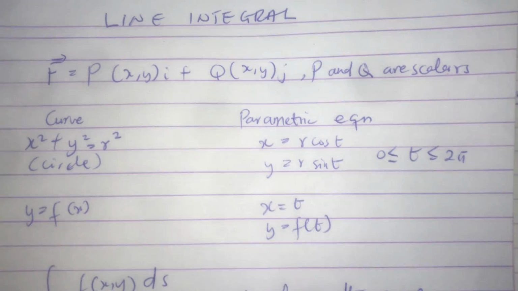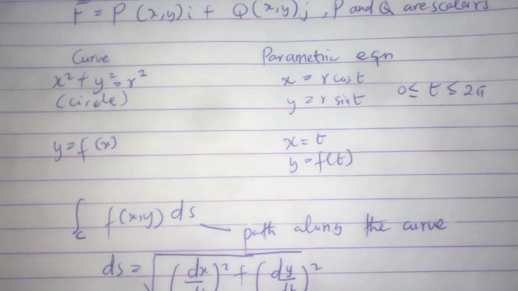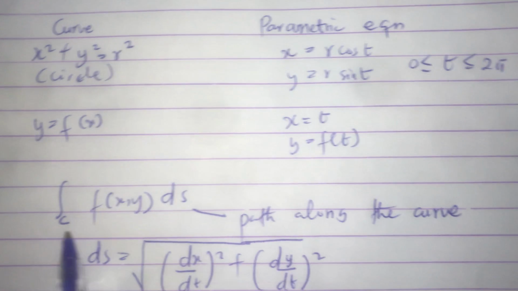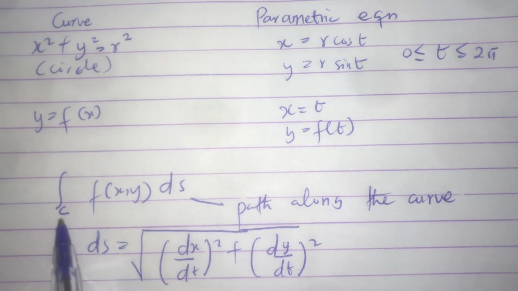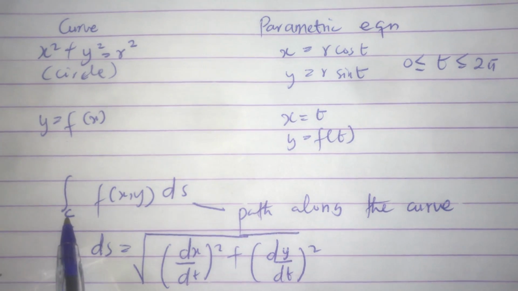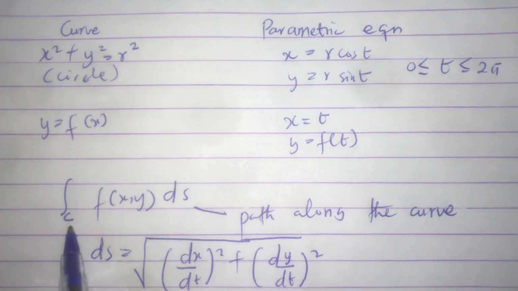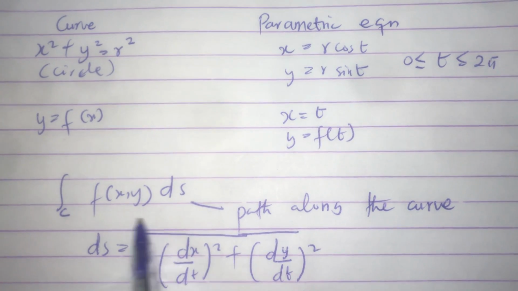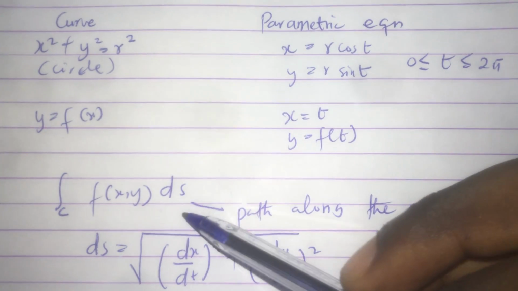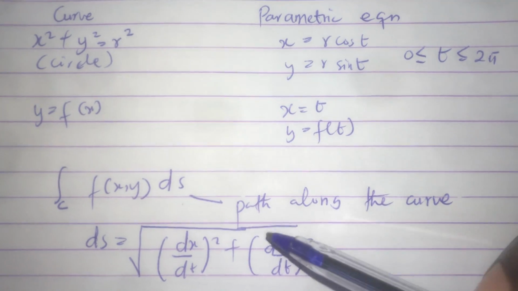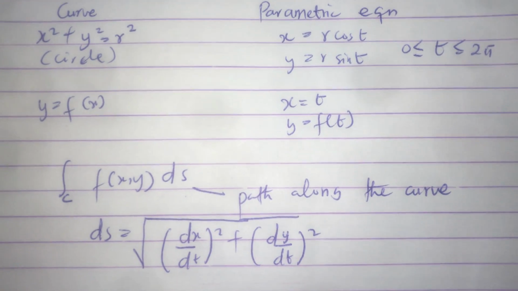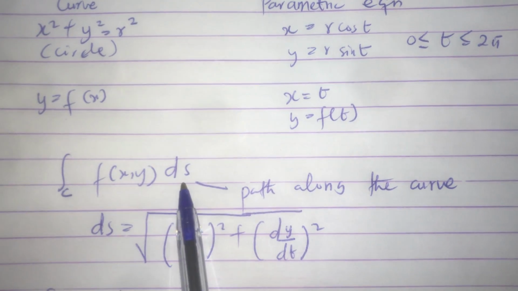Now, if we want to know what line integral is, if we have a function of this form or an integral of this form, then it's said to be a line integral. The C here tells you that you are finding the line integral of a curve. So this form tells us the integral of a function, which is the line integral. With the line integral, you have the ds. The ds is the path along the curve.